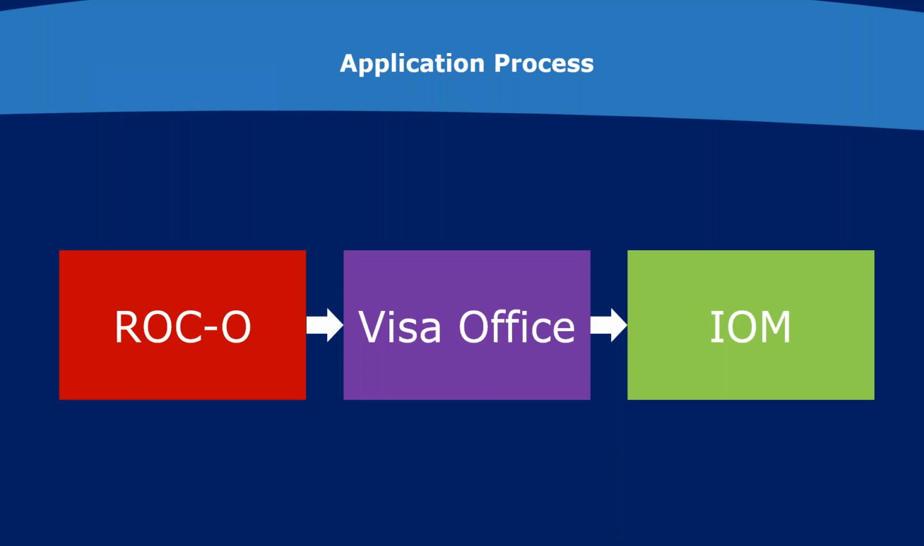IOM, the International Organization for Migration, arranges travel. So they make the travel arrangements. They issue travel documents if it's required. They assist with obtaining exit permits in countries where exit permits are required. And they provide any further travel assistance as needed by the refugee applicant being sponsored.